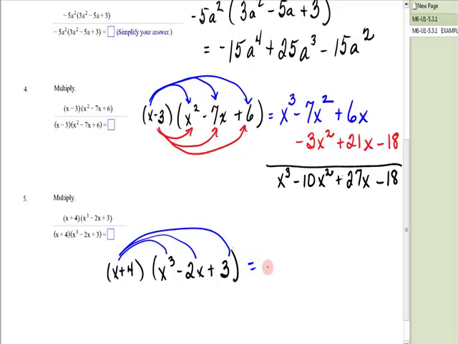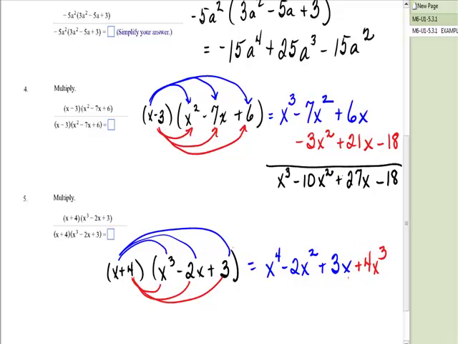X times x to the 3rd is x to the 4th. X times negative 2x is negative 2x squared. X times 3 is plus 3x. Now, I'll distribute the 4. If I don't have a like term, then I'm just going to push it off to the side to write it down. 4 times x to the 3rd is plus 4x to the third.